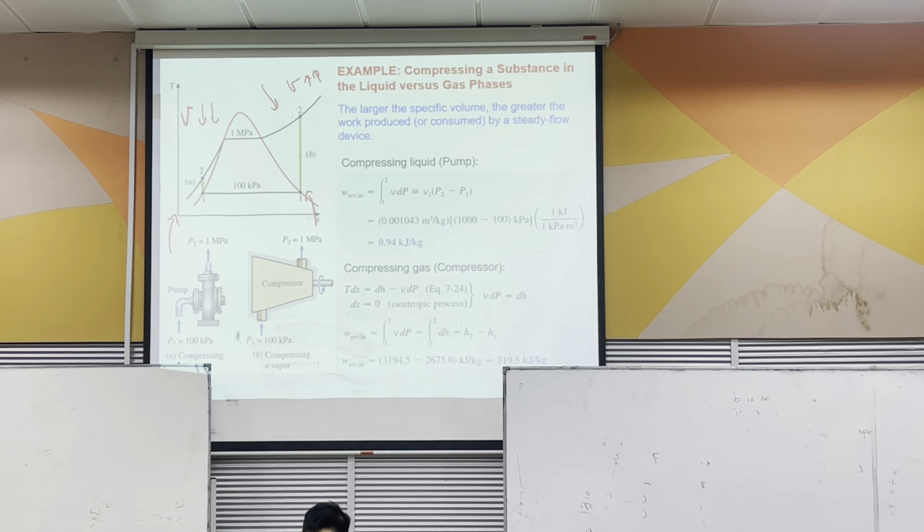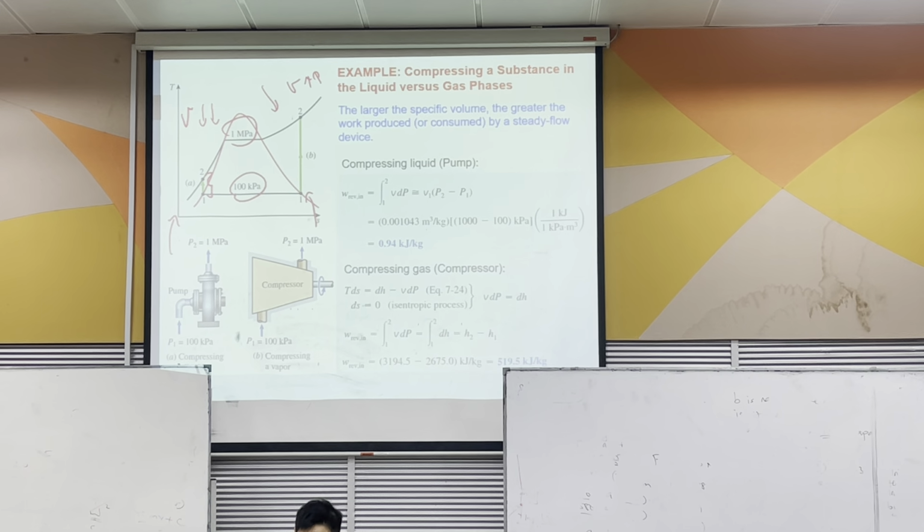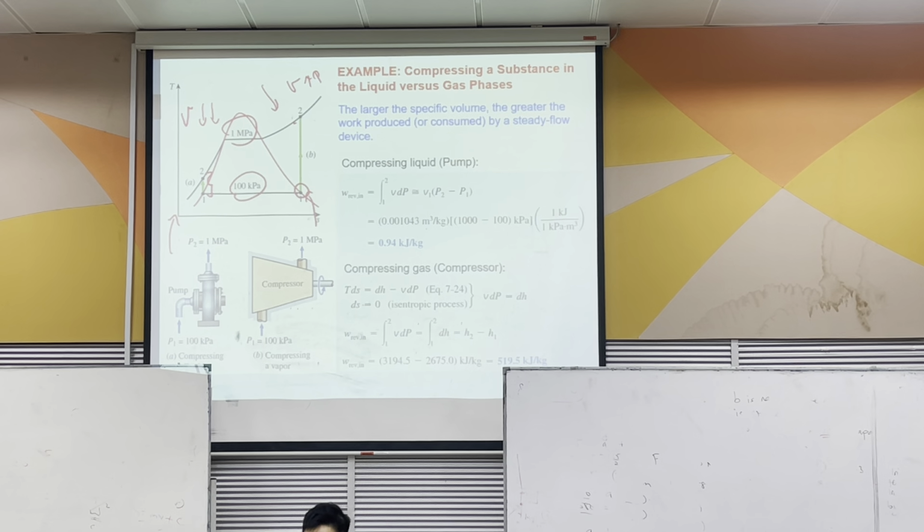While you can see that, in this case, just look at the distance of the line. Actually, both of them are doing the same type of work. Meaning the pump is still increasing from 100 kilopascal to 1 megapascal. The compressor is also trying to change this from 100 kilopascal to 1 megapascal. But the distance that it needs to go through is not the same, because the compressor will require much larger work due to the increase in the specific volume.